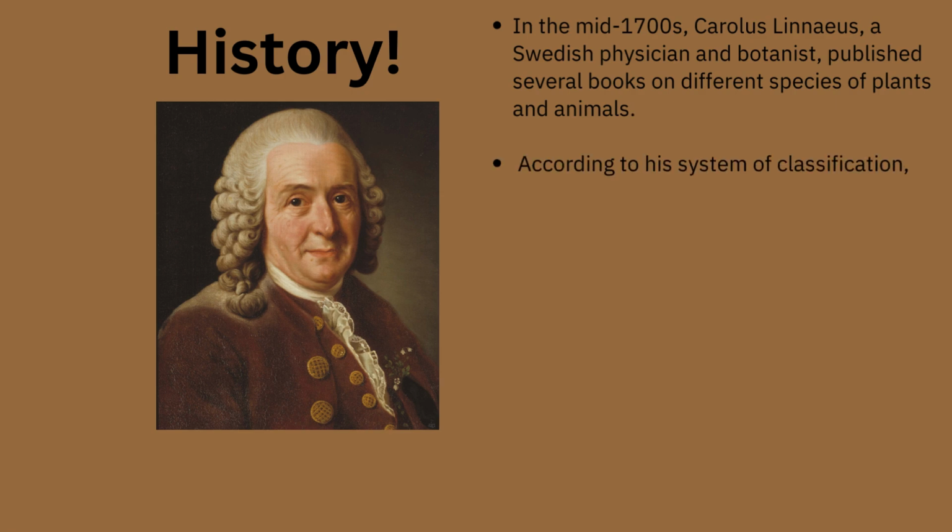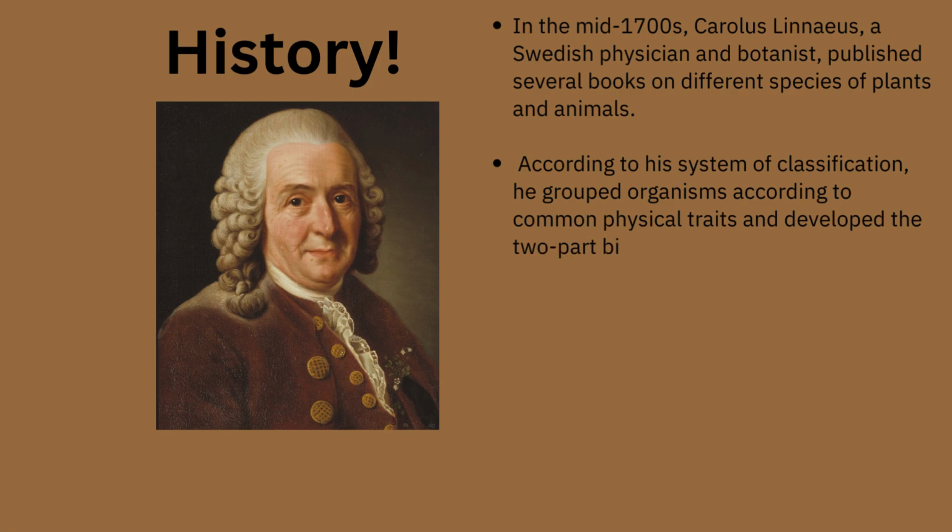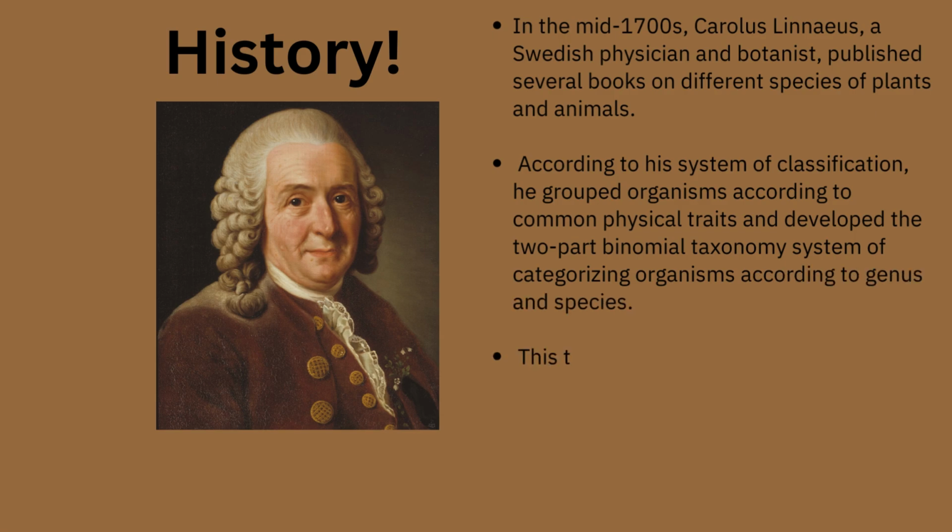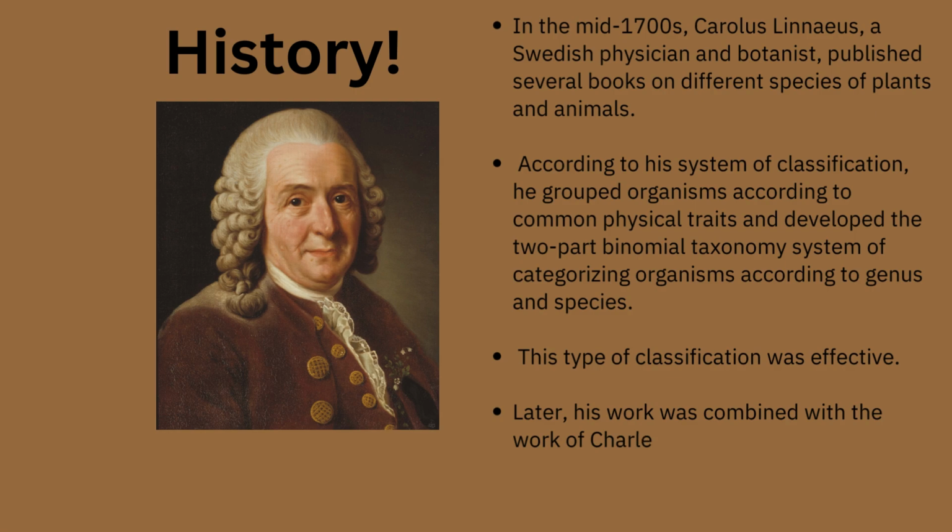According to his system of classification, he grouped organisms according to common physical traits and developed the two-part binomial taxonomy system of categorizing organisms according to genus and species. This type of classification was effective. Later, his work was combined with the work of Charles Darwin, forming the foundation of modern taxonomy.